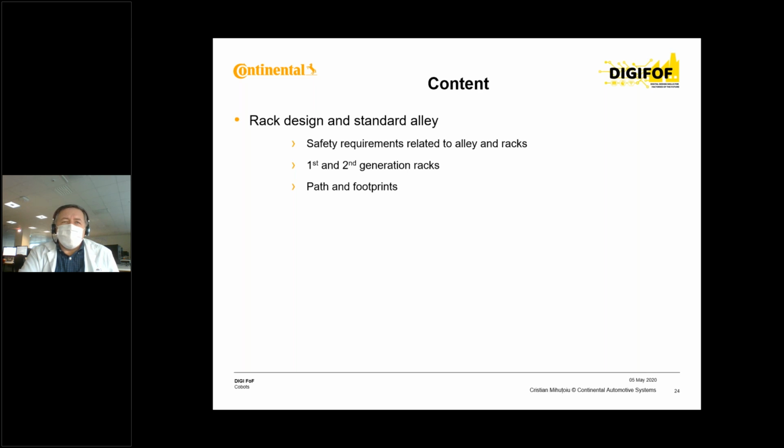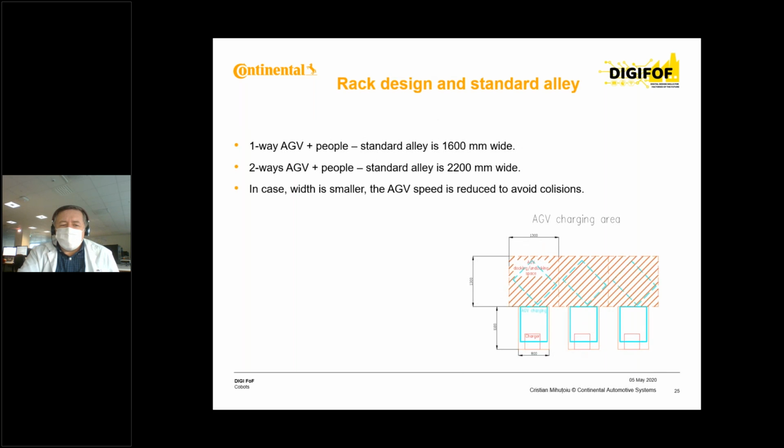So in this case, we need to define some rules, which are the areas where the AGV needs to take care. We have defined that for this kind of AGV, LD90, in case the AGV goes only in one direction in that alley, the standard width must be 1,600 millimeters. In case there are two-way AGV and also pedestrians walking in that area, the standard alley must be at least 2,200 millimeters wide.